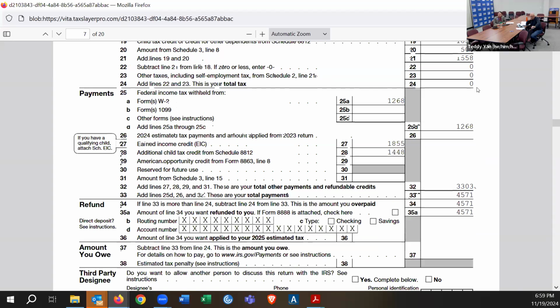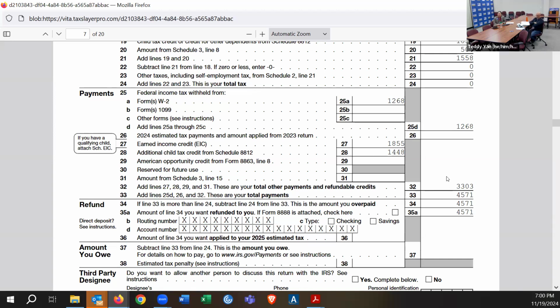Even though she owed $0, she paid $1,268 worth of tax via her federal withholding at her place of employment. And then we have earned income credit, which she's getting. She's getting about $1,800 worth of earned income credit, and she still has $1,448 of child tax credit left that she is actually able to get back as a refundable credit.